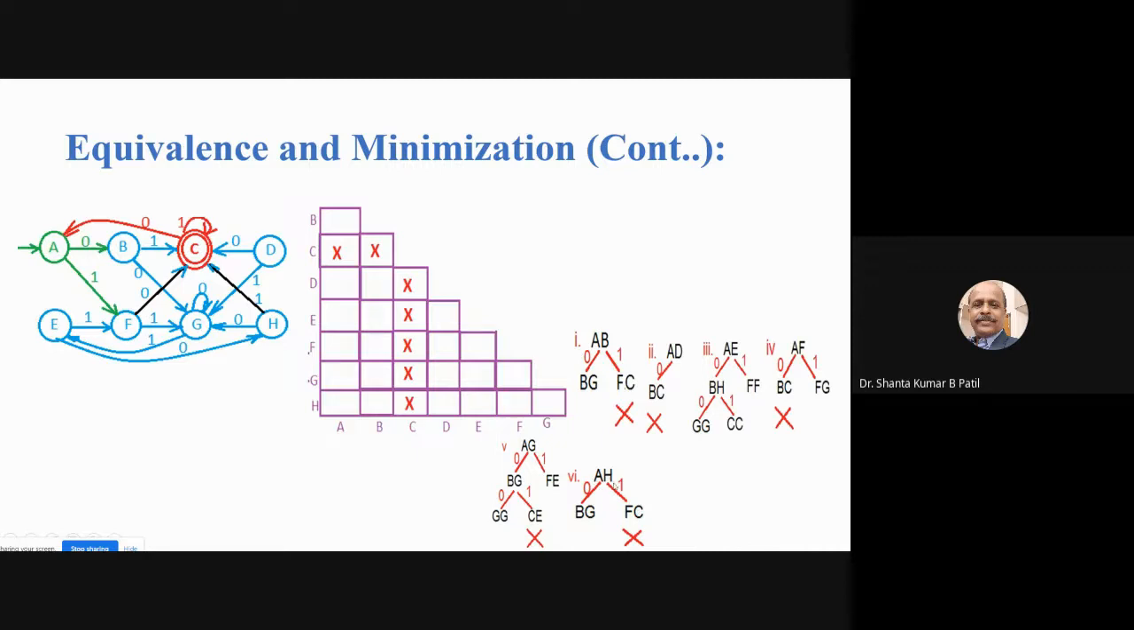Like that, AH on 0 is BG. BG does not have the cross mark. AH on 1 is FC. A on 1 is F and H on 1 is C.